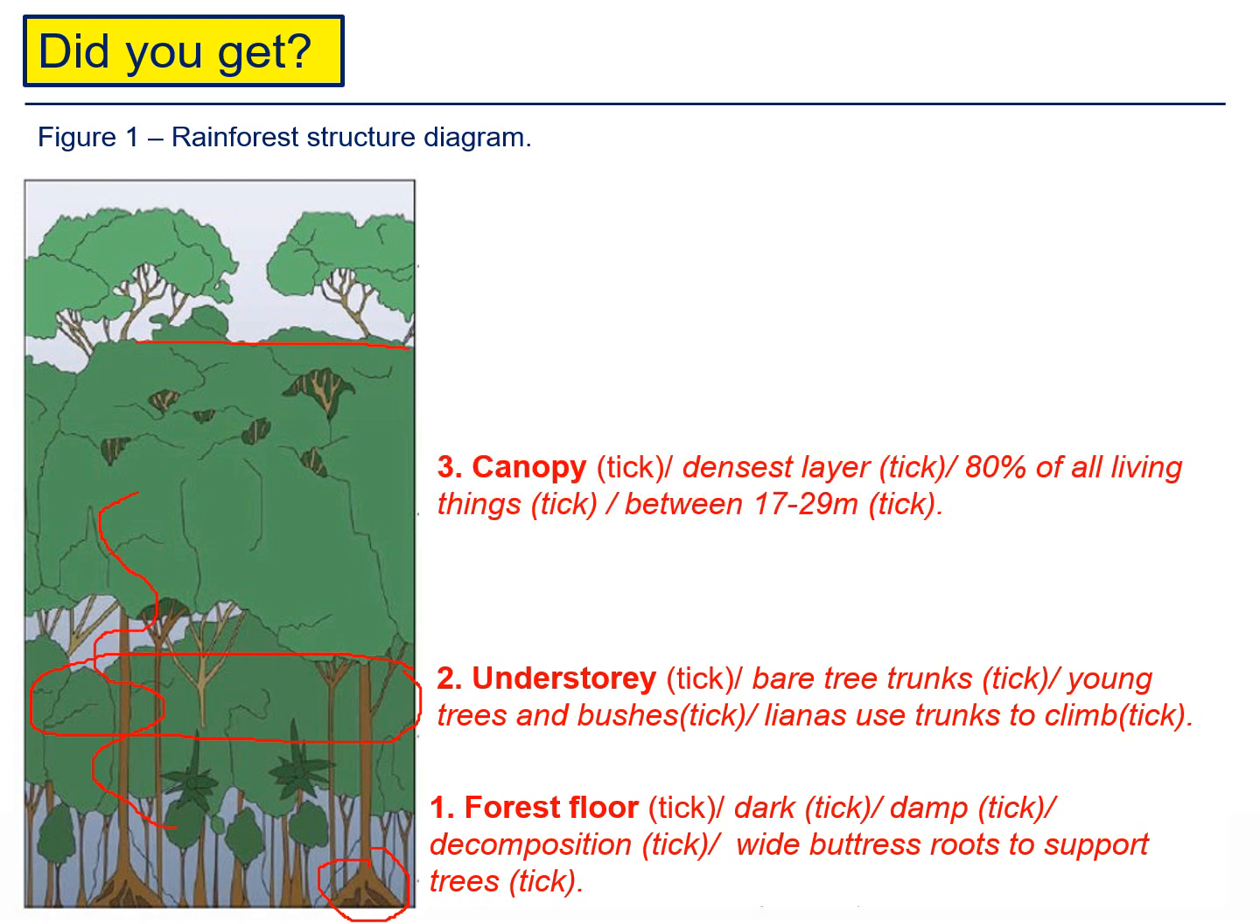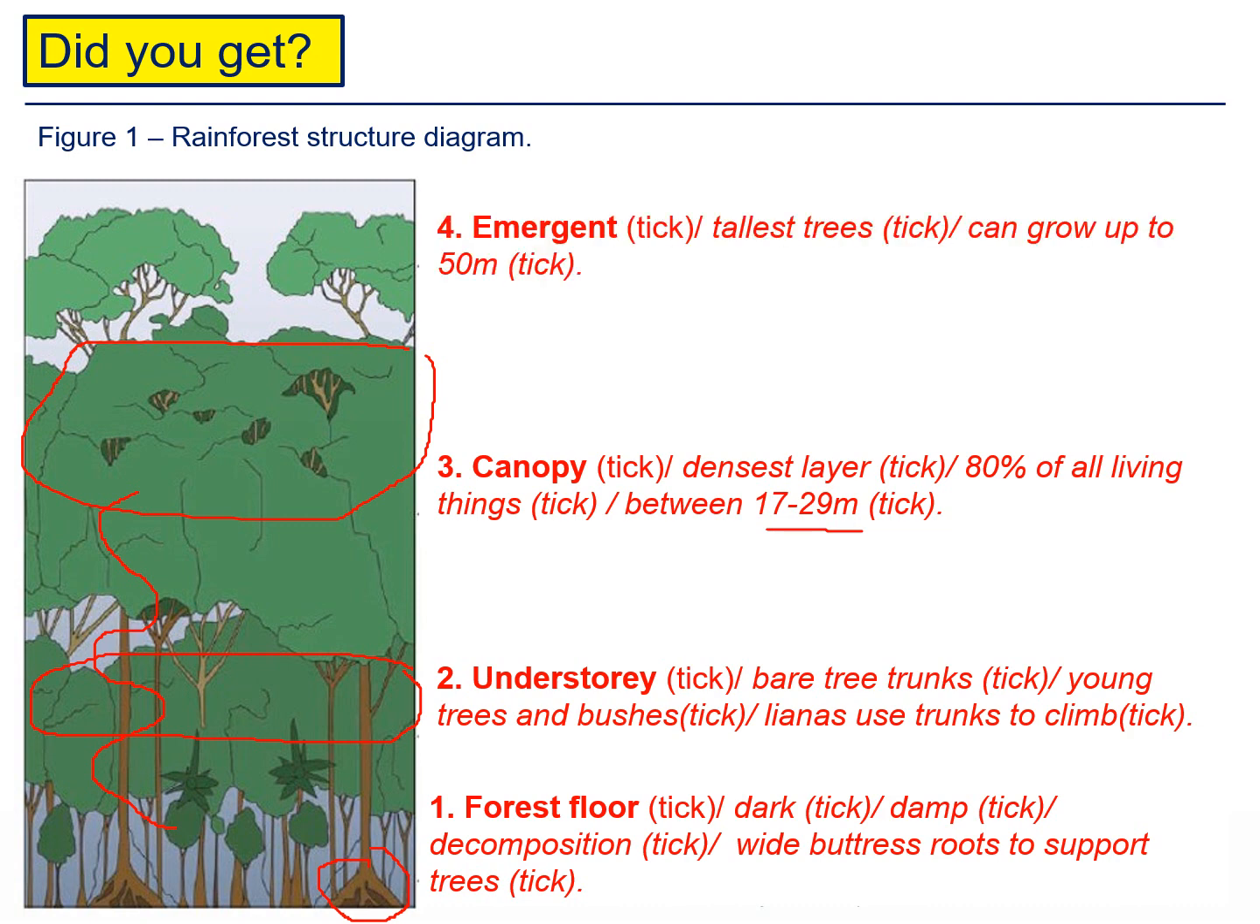The canopy, which is the thickest or densest layer, has 80% of all living things living there, and it's between 17 to 29 meters high. Then you've got the top layer, which is emergence. These are the tall trees that stick out the top. I'll give you an extra point if you can name the type of tree that these are.